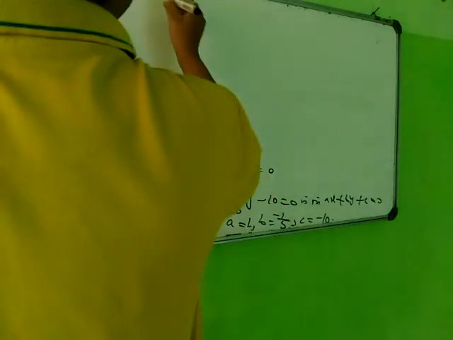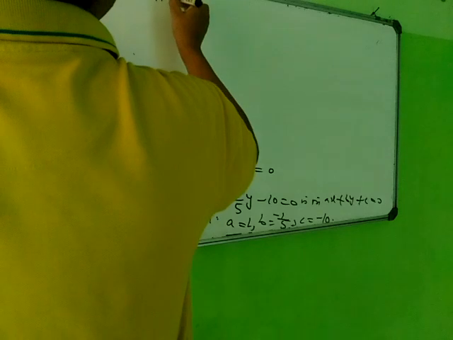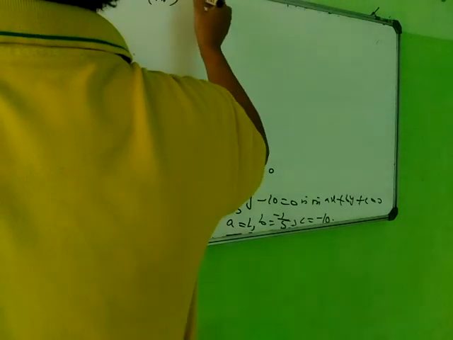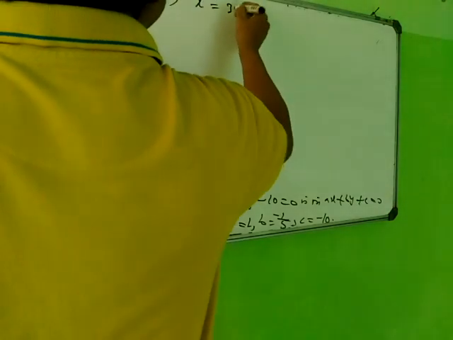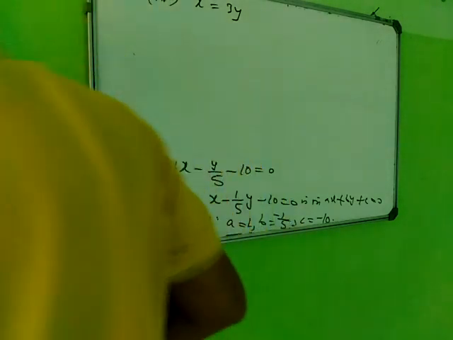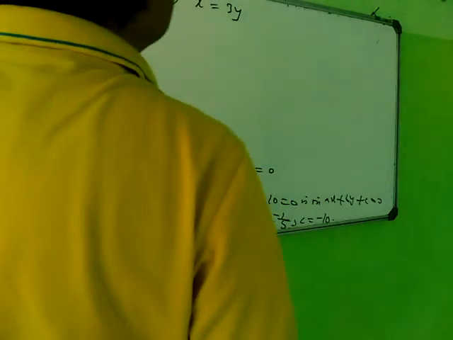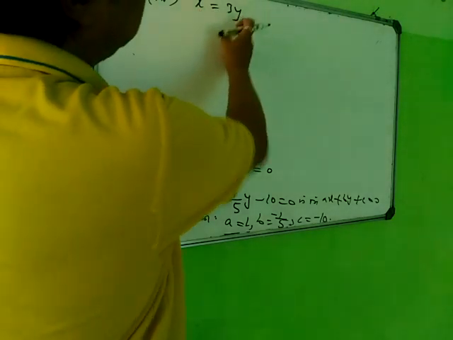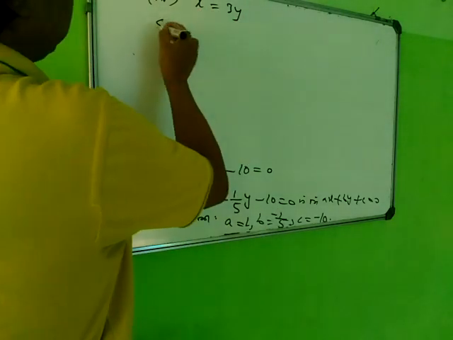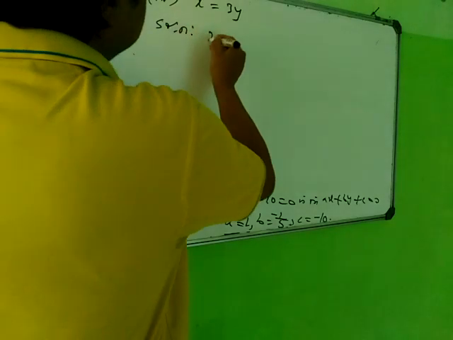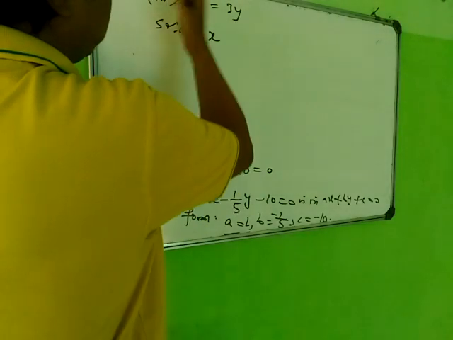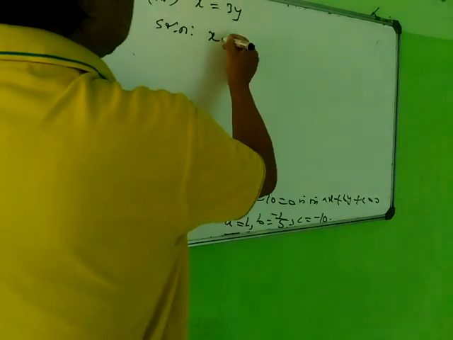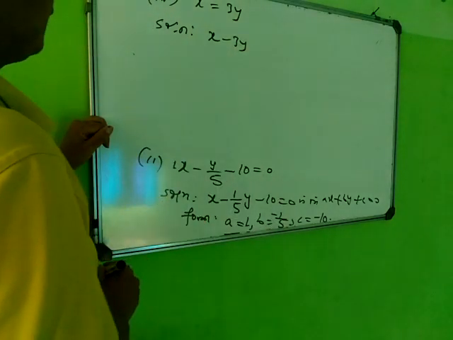Let us take number 3. So 4x equals to 3y. So here you have got the variable x, variable y, where there is no constant. So now all the terms you take to the left side. So it will be 4x minus 3y.